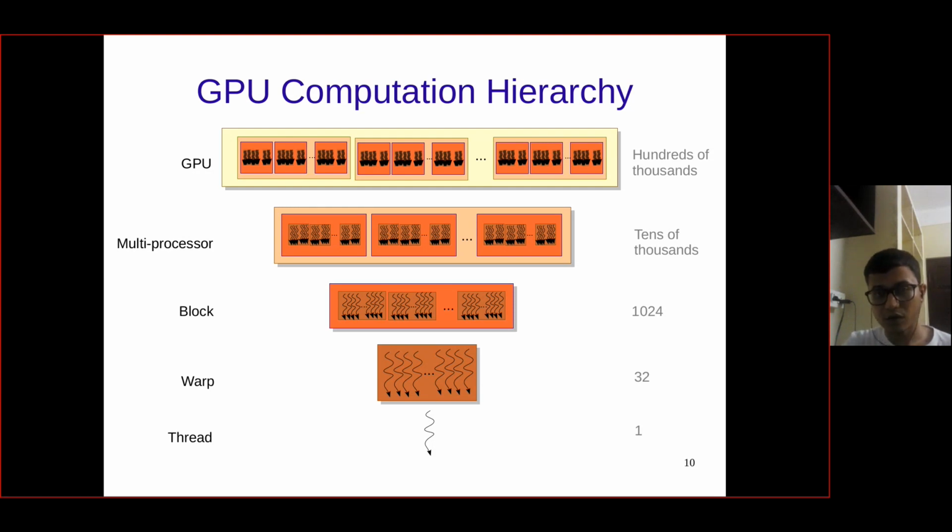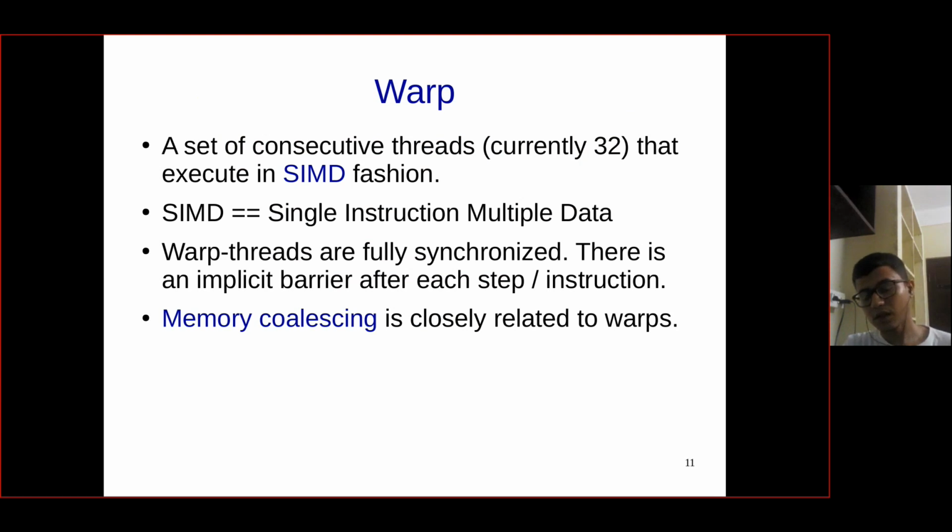Moving on to the next slide. Let's try understanding the warp in a better manner. As I told earlier, a group of 32 threads forms a warp, and all these threads, that is the group of 32 threads, execute in SIMT fashion, which is single instruction multiple data. Let us try to understand this SIMT execution again with another example.